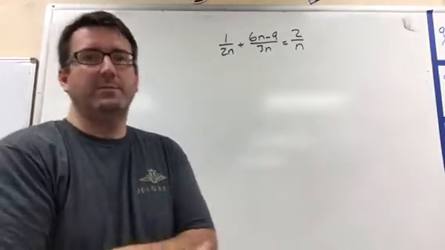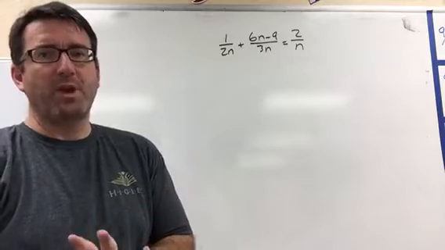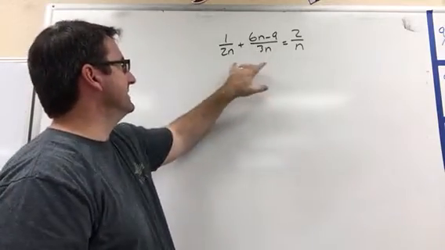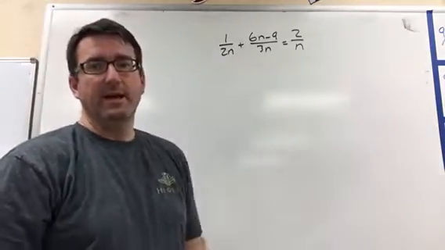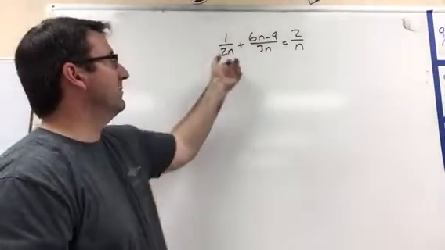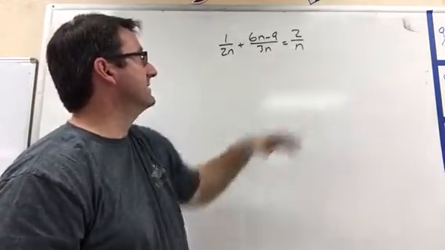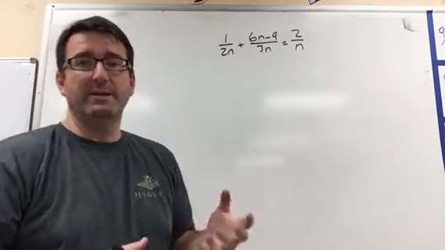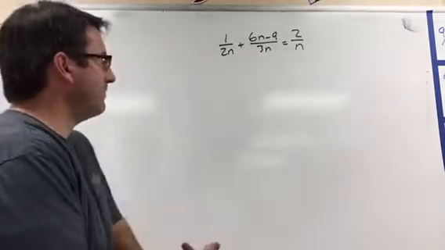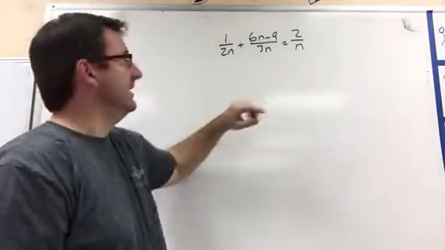All right, for number 8, we're asked to solve this equation. First thing that I would want to do here is get rid of those fractions. And so to get rid of a fraction, you want to multiply by the denominator. Here we've got 3 different denominators, so we want to multiply by the least common denominator, which in this case is going to be 6n.